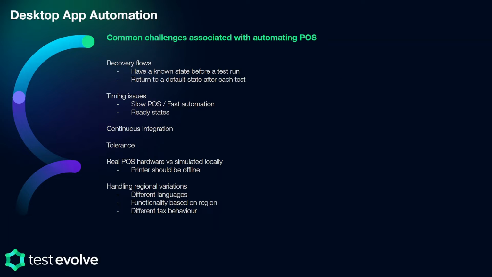Let's look at some common challenges associated with automating a till system. The biggest problem you're likely to face is recovery flows. So after a test fails, where it is on the system, how do you navigate back from that state that it's in in order to get back and ready for the next test to execute? So some recommendations, obviously before a test run, you need your till system to be in a certain state. It's no good if it's closed, the register's closed, the store's closed perhaps for the day.